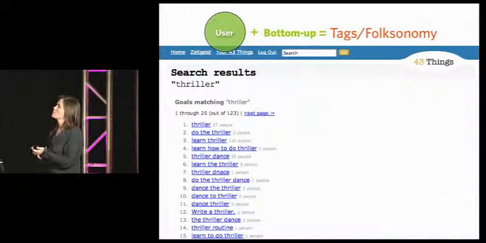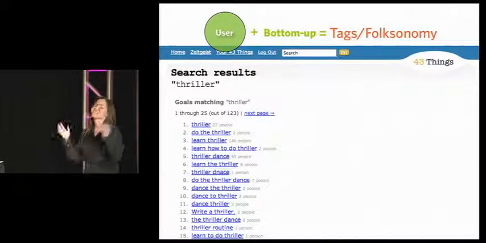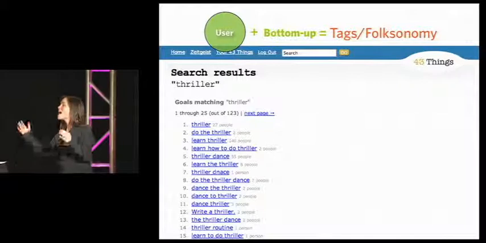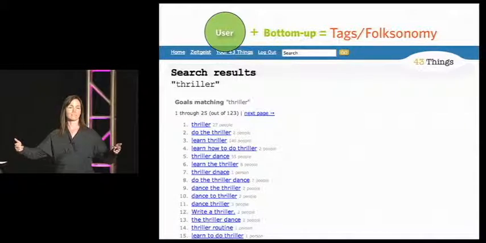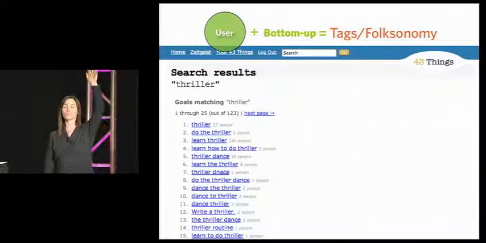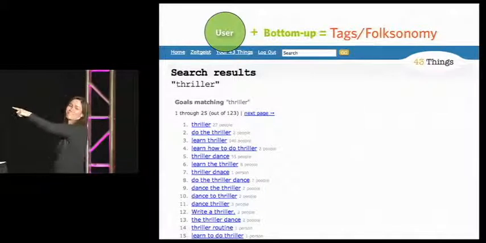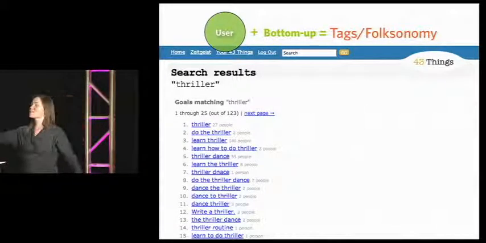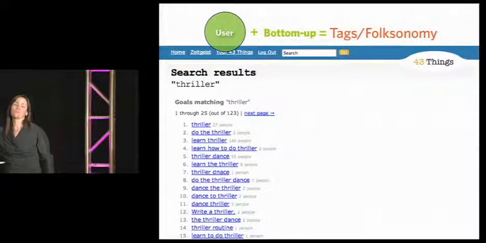Another great example is 43 Things. I was on that site recently, and this just cracked me up. How many of you guys actually want to learn the Thriller dance? Come on, raise your hands. Who knows how to do the Thriller? Rock on, man. You need to talk to these guys because there are like 1,400 people on 43 Things that want to learn the Thriller.